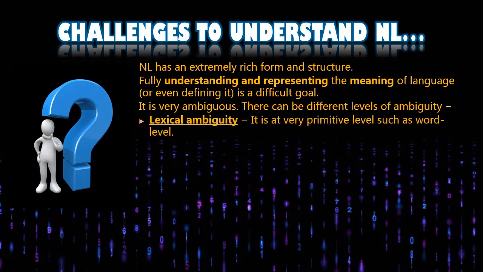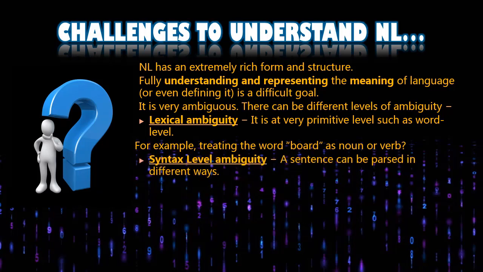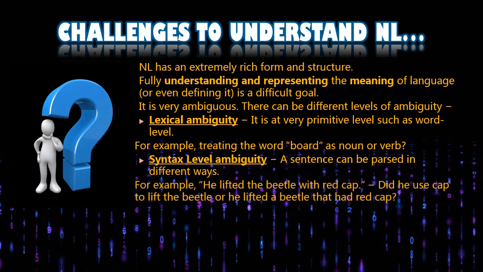The first one is lexical ambiguity. It is at the very primitive level, such as the word level. For example, treating the word board as a noun or a verb, which part of speech is it, is difficult. Syntax level ambiguity. A sentence can be parsed in different ways. For example, we have a sentence in which we can have two interpretations. He lifted the beetle with red cap. Did he use the cap to lift the beetle, or did he lift a beetle that was wearing a red cap? So here, there is a confusion to decide what interpretation we can take.